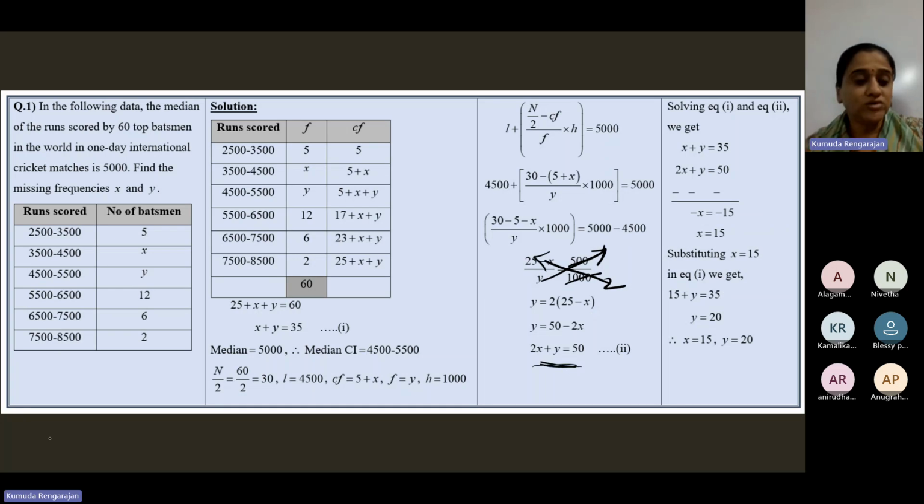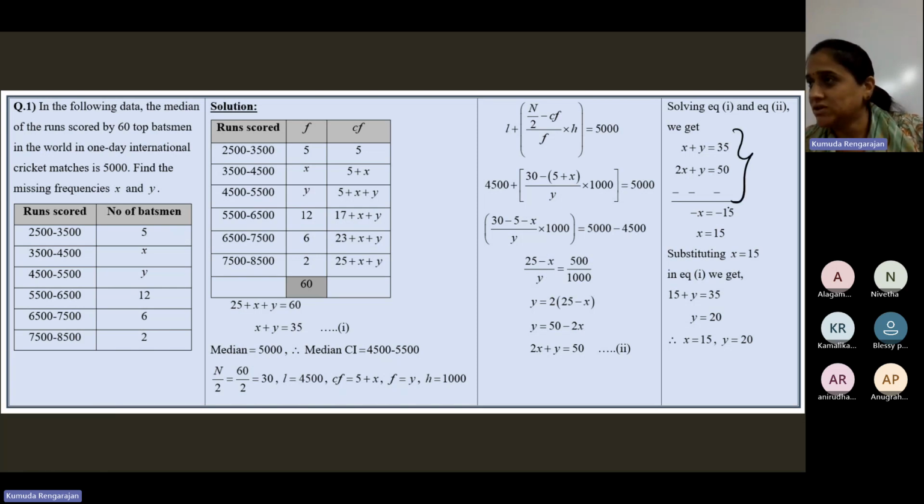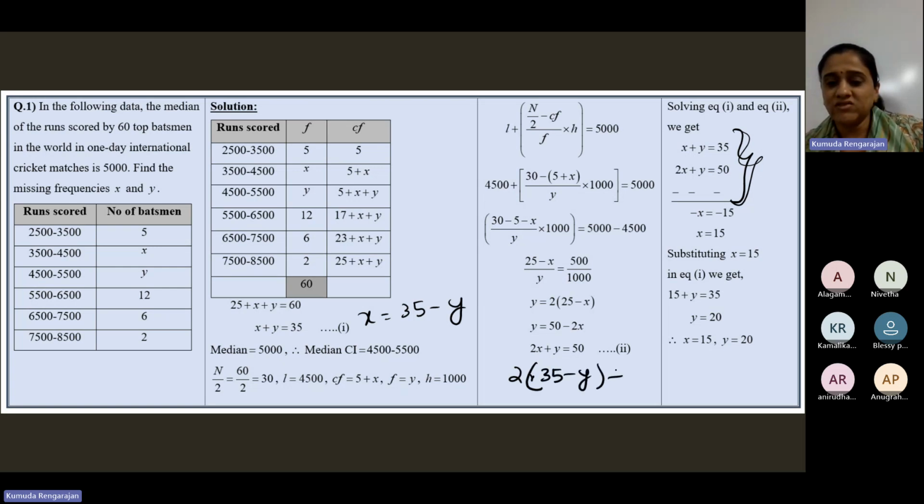Correct? Now you can use a substitution method. If you don't understand the method I've done here, because this you will learn in linear equations, we haven't done that yet. But if you know this method, you can do it. Otherwise, I've taught you the substitution method. Now, x plus y is 35, so x is equal to 35 minus y. Put that here: 2x means 2 into 35 minus y, plus y is equal to 50.